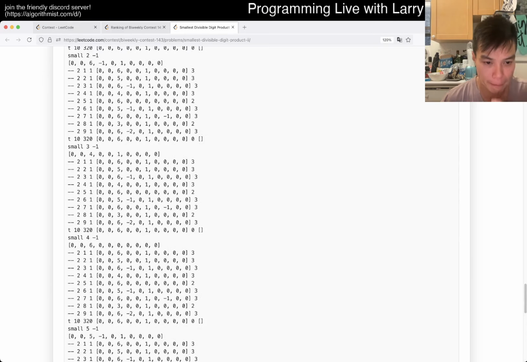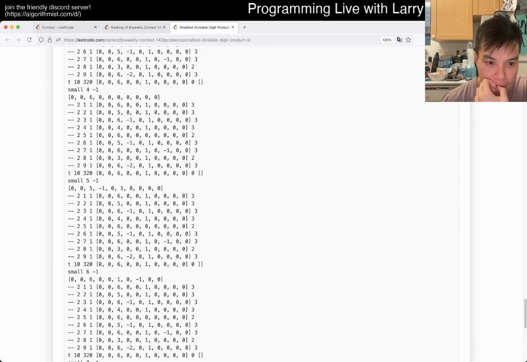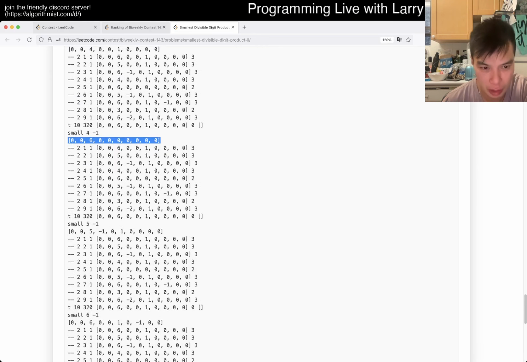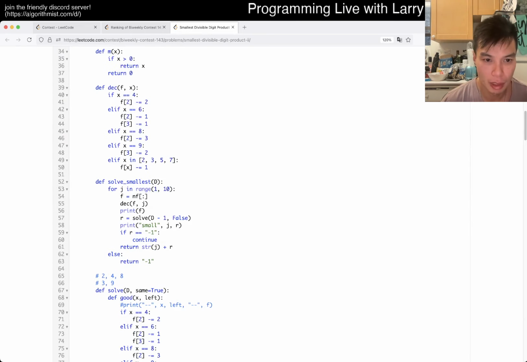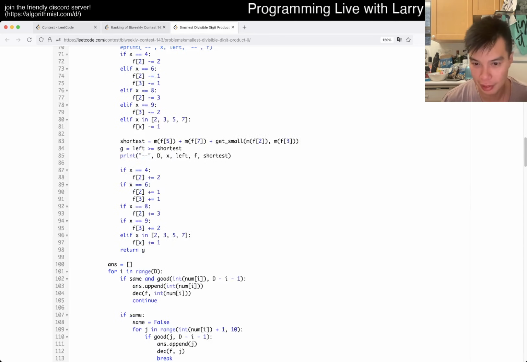I'm just debugging. 5. This is right for 5. Okay, yeah, this is right for 5, but then why isn't that right? Wrong. It just tries to do 5, 5, 5, 8. This F is also different. Oh, I see. Because this is... I got it.